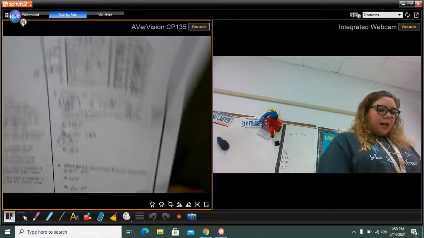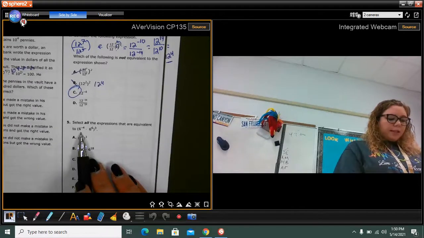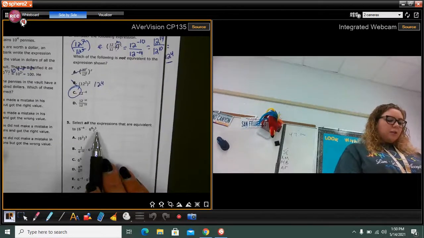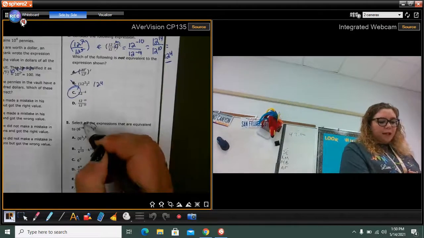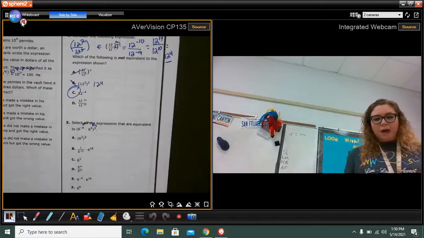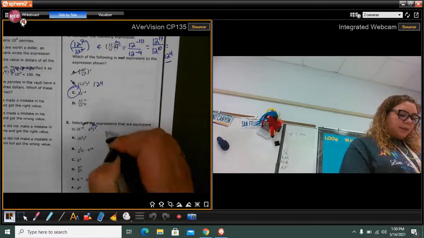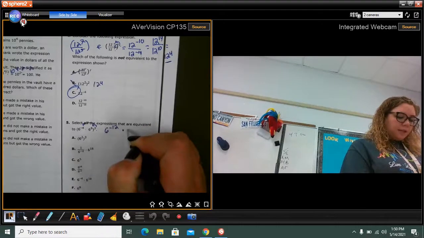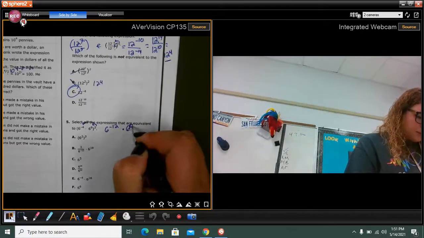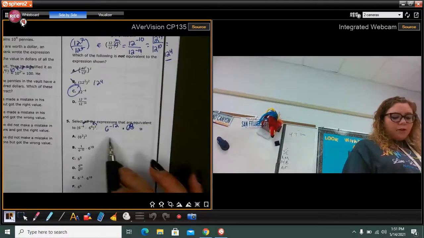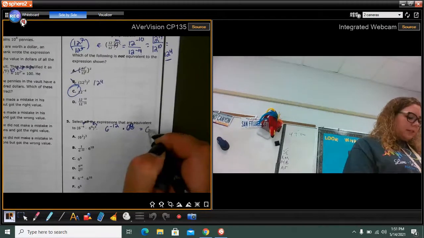And then let's look at this last one. It says select all the expressions that are equivalent to 6 to the -4th times 6 to the 6th, all that raised to the 3rd. First thing we need to do is distribute this power to each power inside the parentheses. And when I have a power to power, what am I going to do? Multiply them. So I'm going to have 6 to the -12th times 6 to the 18th, excuse me. Okay, I'm multiplying now, so I'm going to add -12 plus 18. It's going to give me 6 to the 6th.